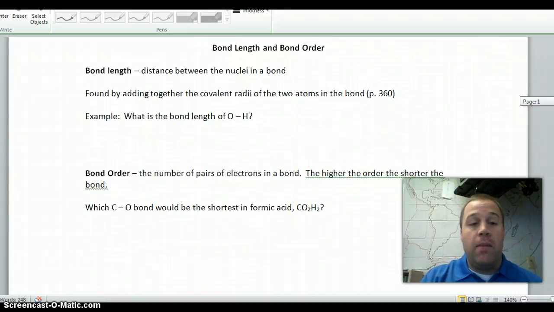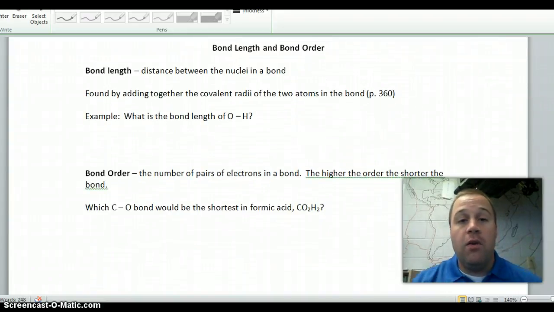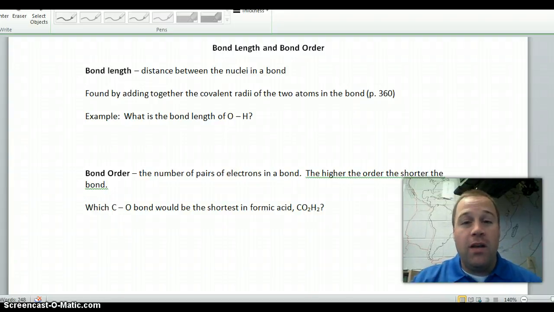Down here for bond length and bond order, bond length is the distance between nuclei in a bond. It's found by adding the two radii together. It says page 360, but it's actually around page 310 in your book. So you're going to go and look things up.